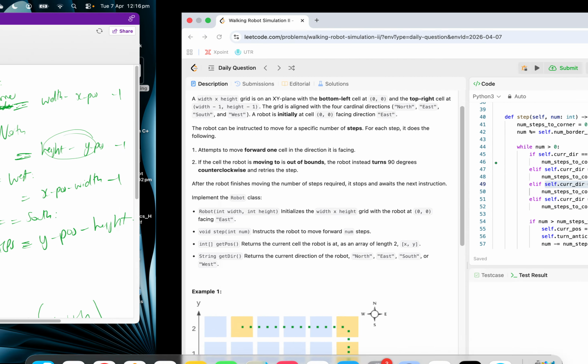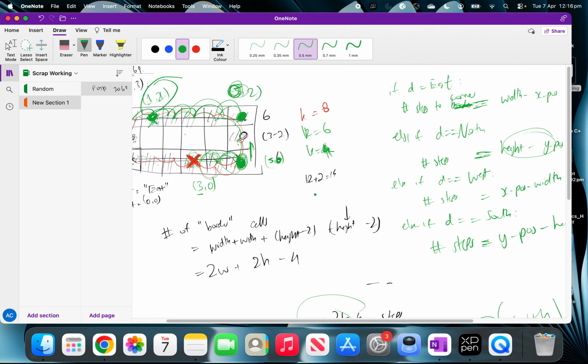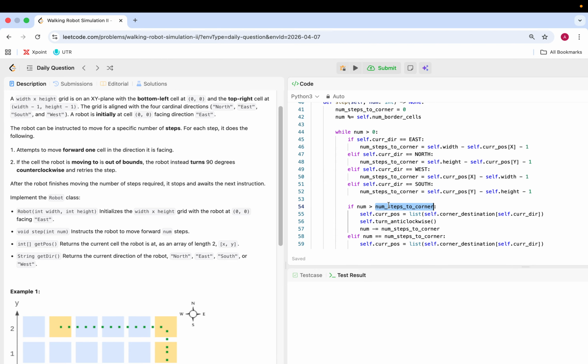I think this is fair game. And then from there we check. If the number of steps required is bigger than the number of steps to the corner, then we will subtract this off. Num will stay greater than 0, so the while loop will run again. We set the current position to be that corner, and we turn anti-clockwise.